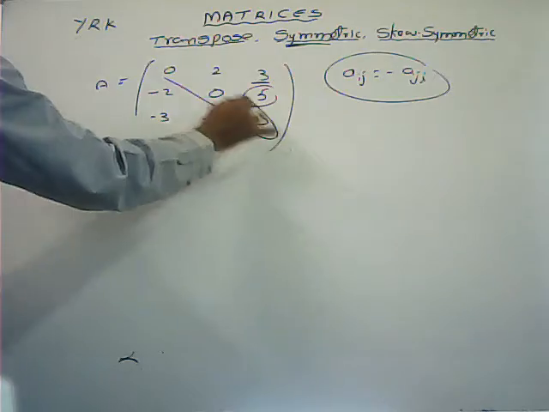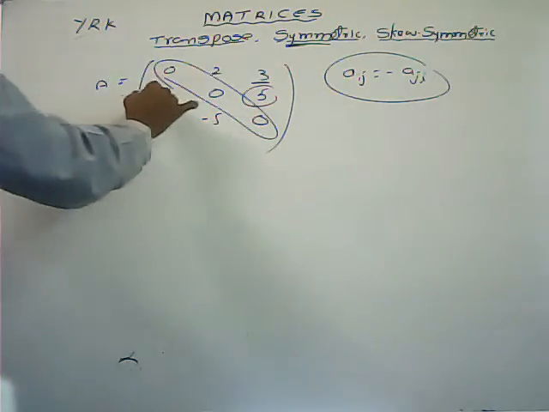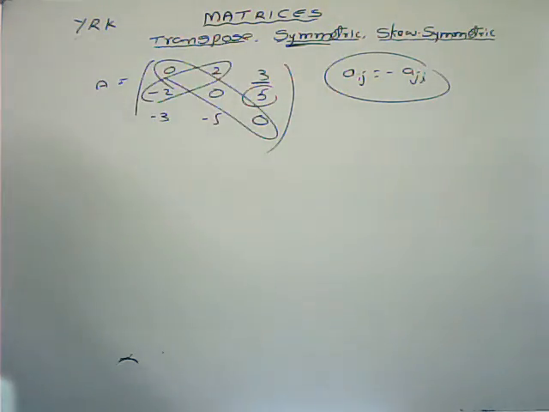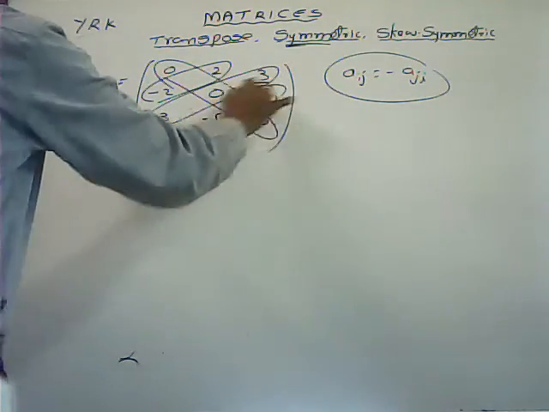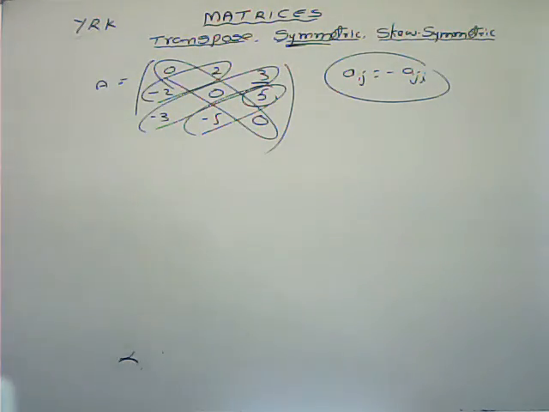All the diagonal elements are equal to 0, and here the ith row jth column element is equal to minus the jth row ith column element only. By observing these two, only then is it said to be a skew symmetric matrix.